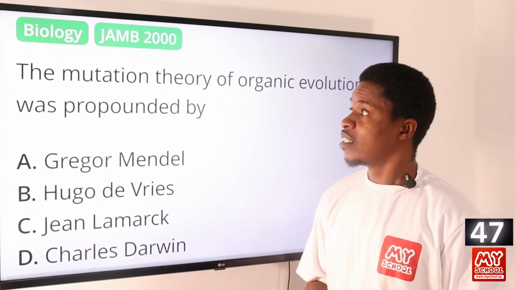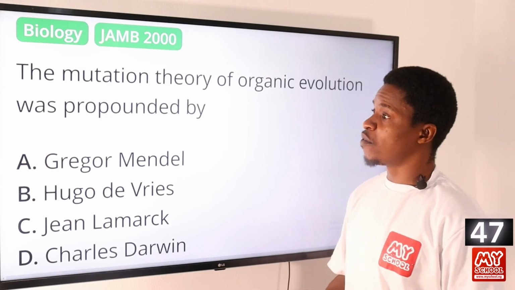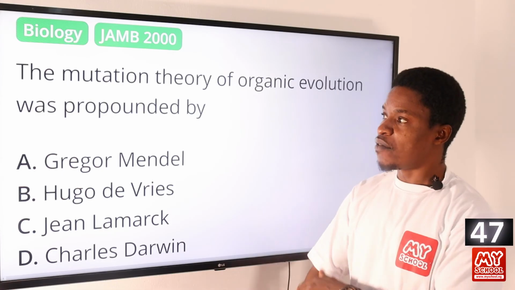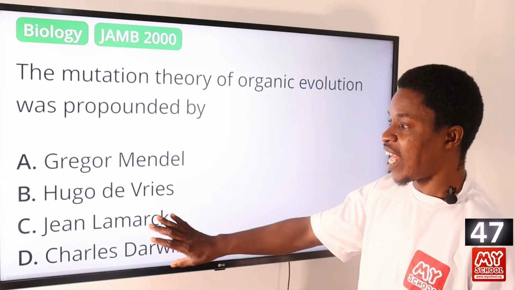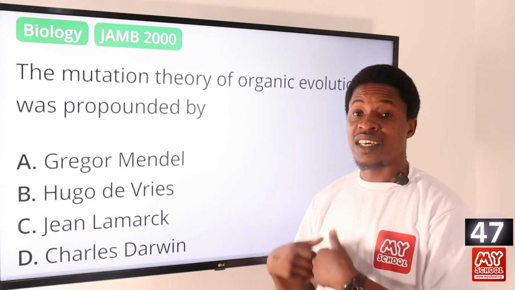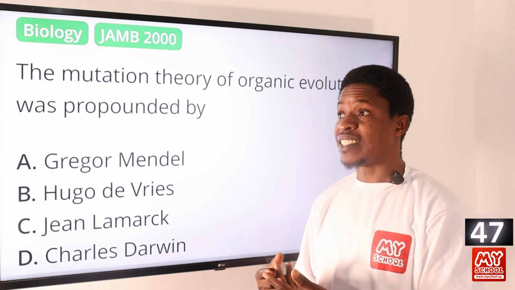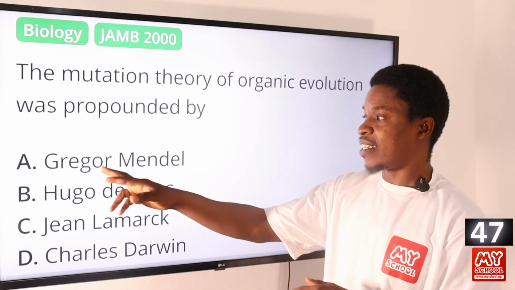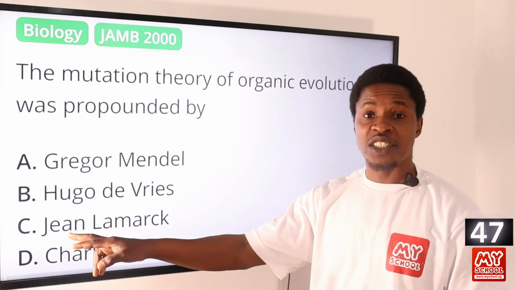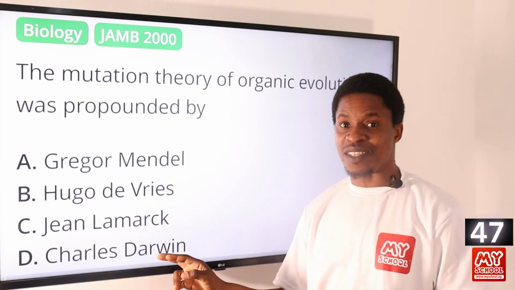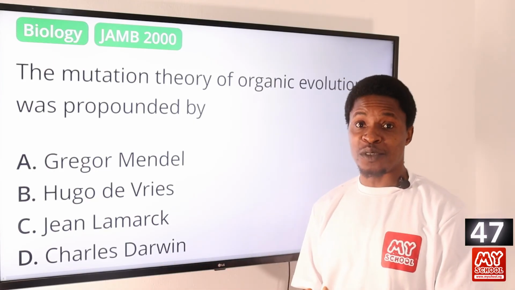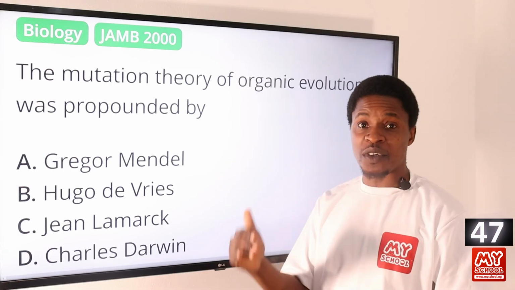Question 47. The mutation theory of organic evolution was propounded by what? If you look at all these options, all of these scientists at one point or the other worked on the theory of evolution. We have Gregor Mendel, Hugo de Vries, Jean-Baptiste Lamarck, and Charles Darwin, a very popular name that has to do with the theory of evolution. They all worked on it at one point or the other.